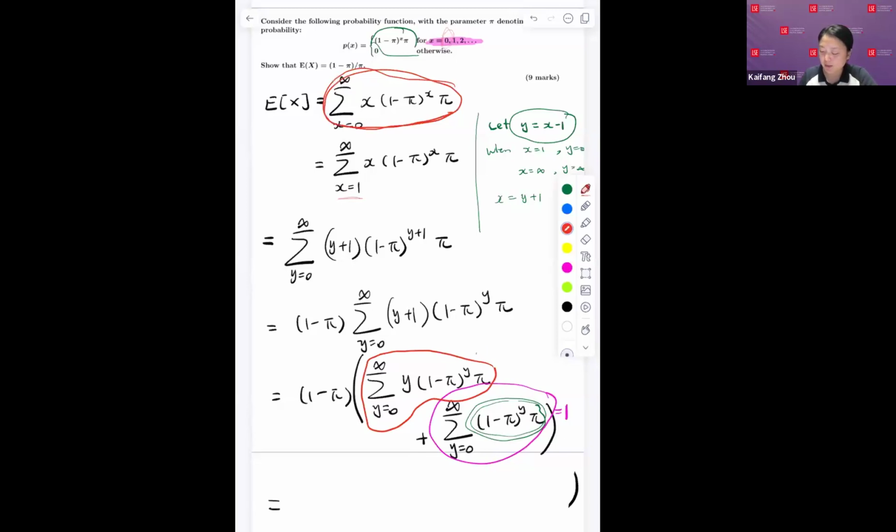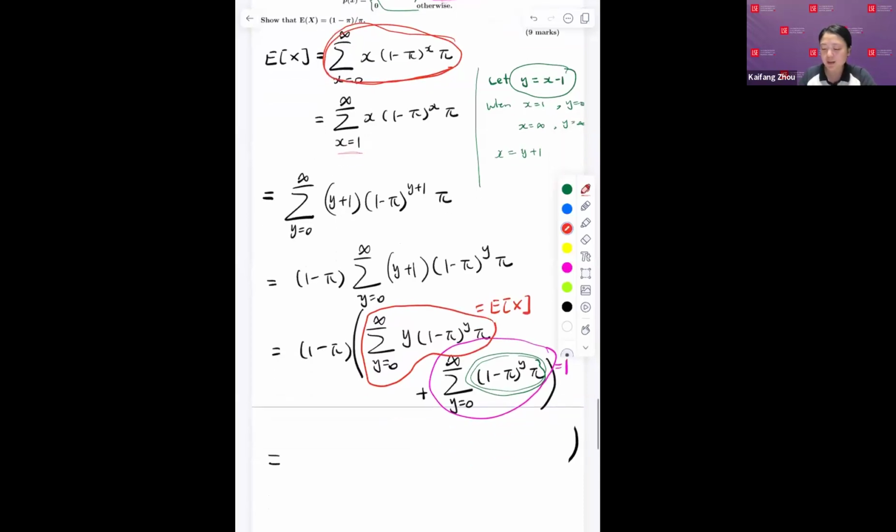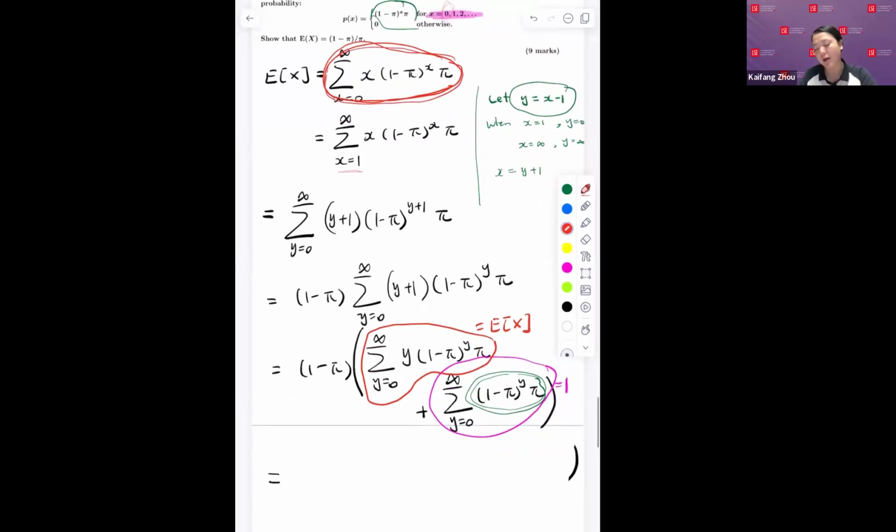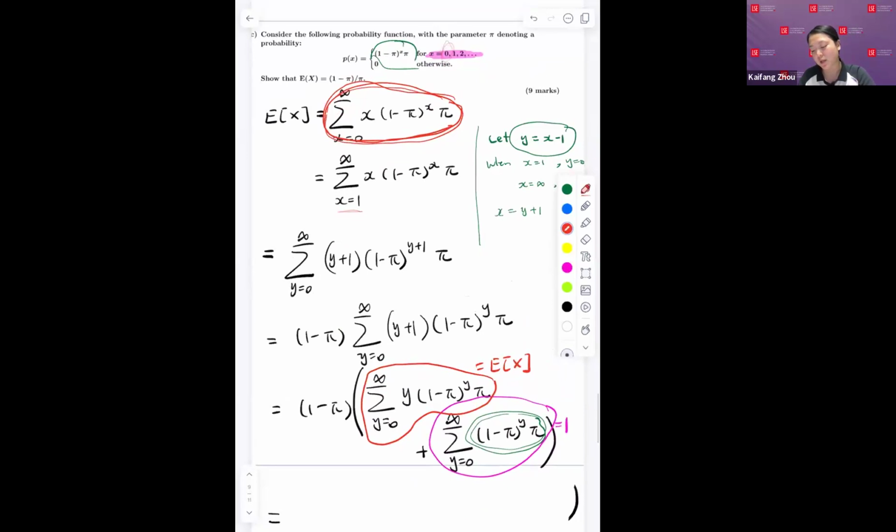So we can just let this thing equal the expectation of x. Everything is just the same. We just replace. If you compare these two formulas, these two summations I circled in red here, they are basically equal to the expectation of x.